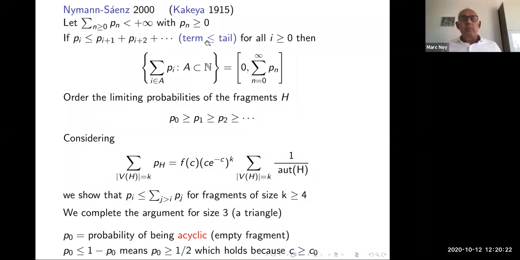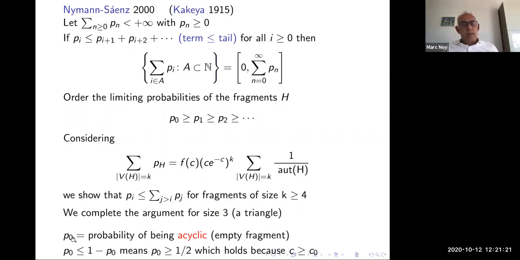Now we have to check this condition here, that the term is less than the tail. And then we consider how many vertices the fragment H has. And we say, okay, if we sum the probabilities of the fragments with k vertices, because of the previous formula, we get this. And then we show that this condition that the term is less than the tail is true for all the fragments of size at least 4. Because you can have enough H with very few automorphisms, so that this sum grows very large and you can prove that this sum is above the ith term of the series. Now, every fragment has size at least 3, and the only fragment of size 3 is a triangle, and there you can complete the argument.